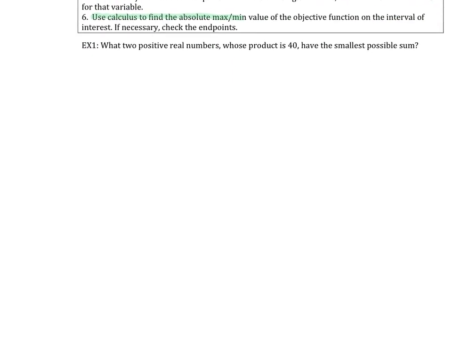Well, first of all, in example 1, we're supposed to find two positive real numbers whose product is 40. And these two positive real numbers need to have the smallest possible sum. So since we're supposed to be finding two positive real numbers, that's going to be our variables. So I'm just going to use x and y. So I'm going to let x and y be my two positive real numbers.